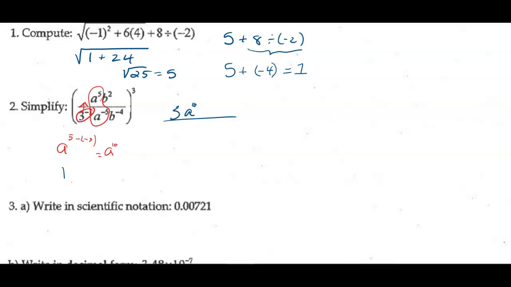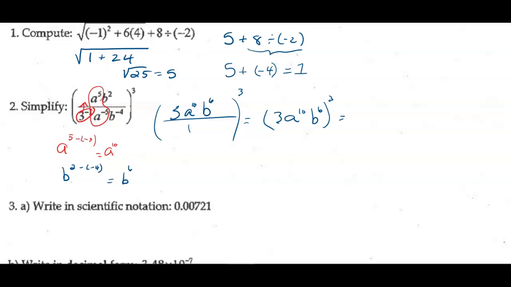And then for the B's, same thing. I have 2 minus -4 because, remember the quotient rule, same base, subtract the exponents, and that's going to give me B to the 6. Notice neither of these are negative. If either had come out negative, that's when you would stick it in the denominator. We have nothing left in our denominator, so it's over 1, which means there is no denominator. When anything's over 1, we can just eliminate the denominator. So this is what I'm left with, to the 3rd.